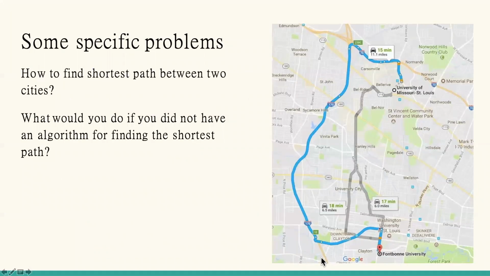Let's look at some specific problems. One very common problem that's solved very well by algorithms is the shortest path between two cities. Say, for example, from the University of Missouri, St. Louis, UMSL, we want to go to Fontbonne University. How do we find the shortest path between cities or between places, right? Obviously, algorithms. And then what would we do if we did not have an algorithm for finding the shortest path?